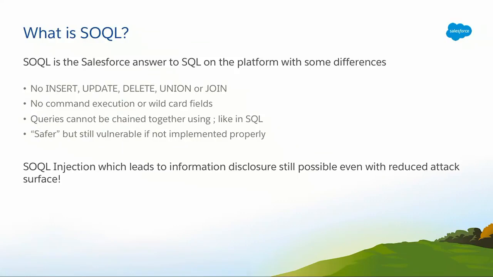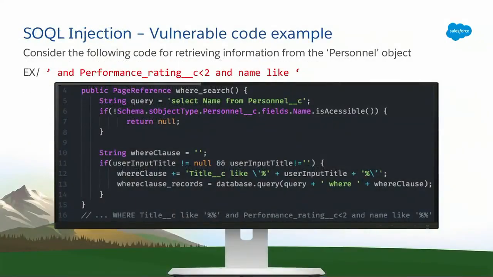So let's look at some issues with this. Let's consider a string concatenation scenario like we have on the screen here. We've got some code on our Apex controller, and it's trying to do a SOQL query against the database, but it's doing string concatenation. We can see the where clause, right? We're taking some query value that we built up here, and we're concatenating it to this where clause that has user-based input, all right? So let's say that the user-based input is, and performance rating is less than 2, okay?